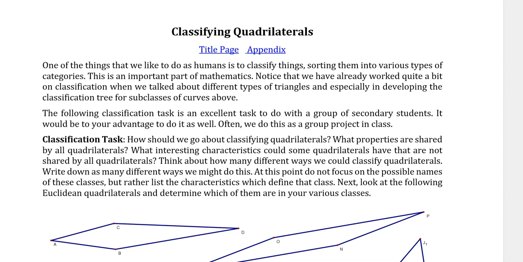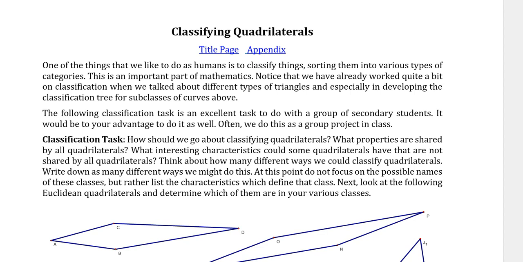We're going to start talking now about one of the coolest things in geometry, and that is classifying quadrilaterals. One of the things that we like to do as humans is to classify things, sorting them into various types and categories. And this is an important part of mathematics. Notice that we've already worked quite a bit on classification when we talked about different types of triangles, especially in developing the classification tree for subclasses of curves that we've done just a couple of videos back in this playlist.